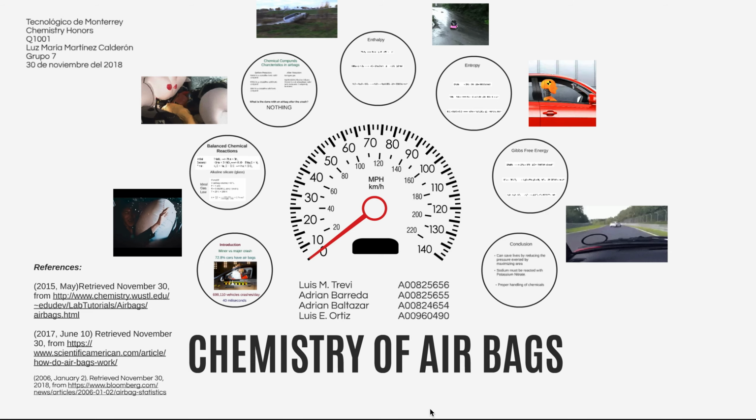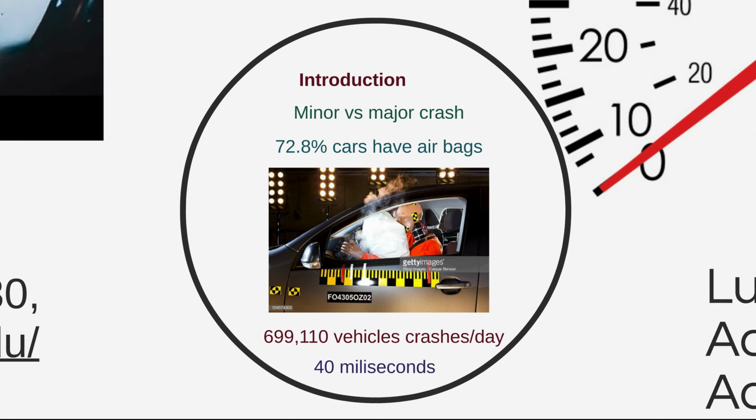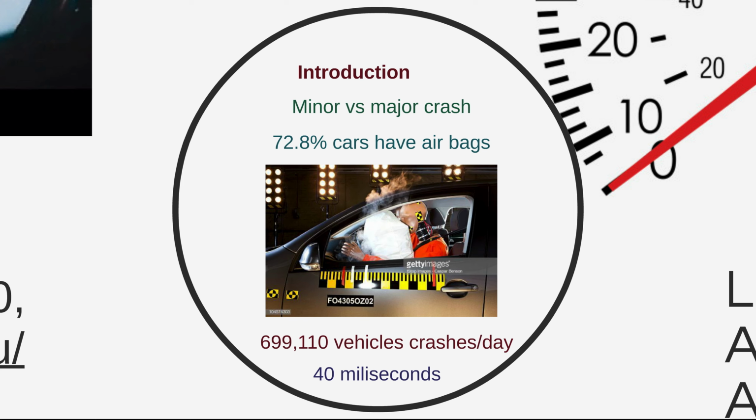The chemistry of airbags. Airbag technology must know the difference between a minor and a major crash. This is crucial to knowing when the car needs to destroy itself completely in order to protect the passenger, or if it's just a minor thing.